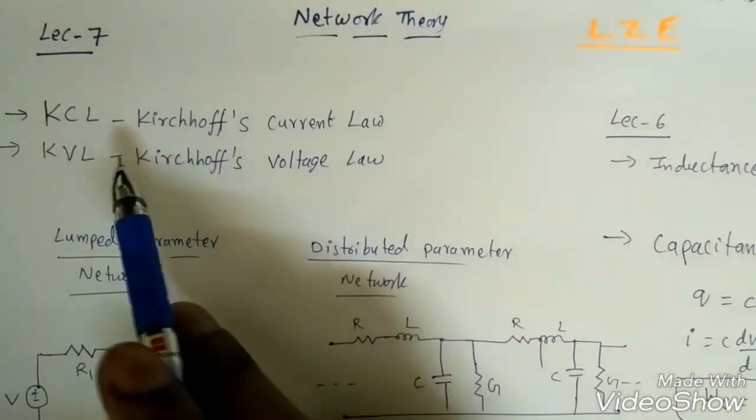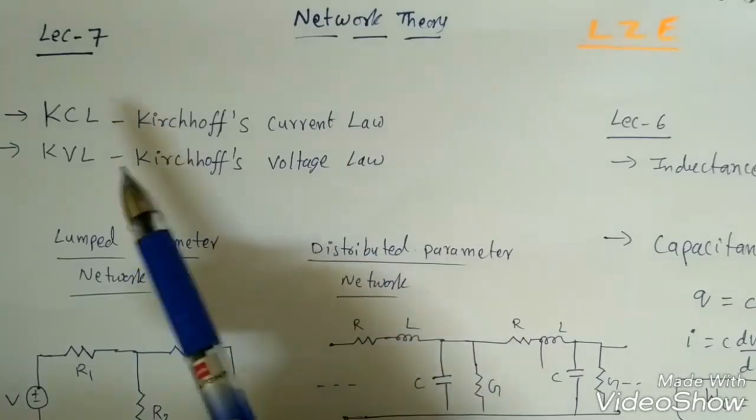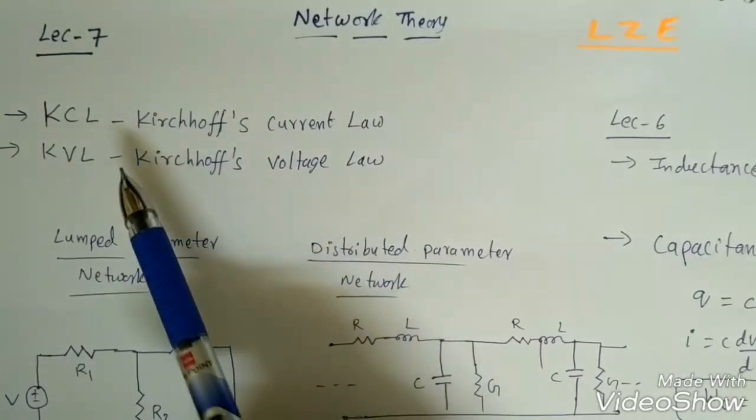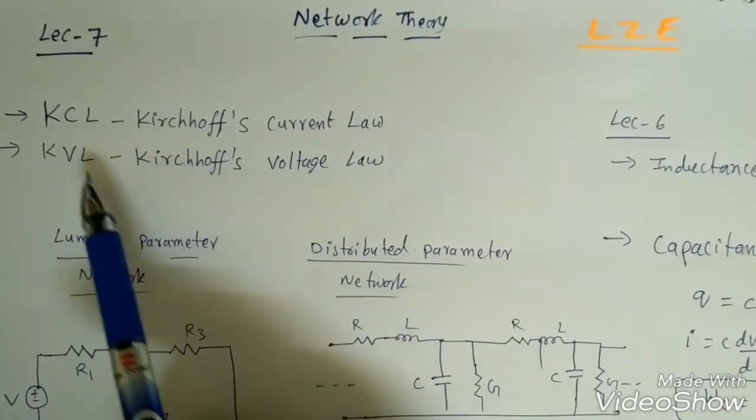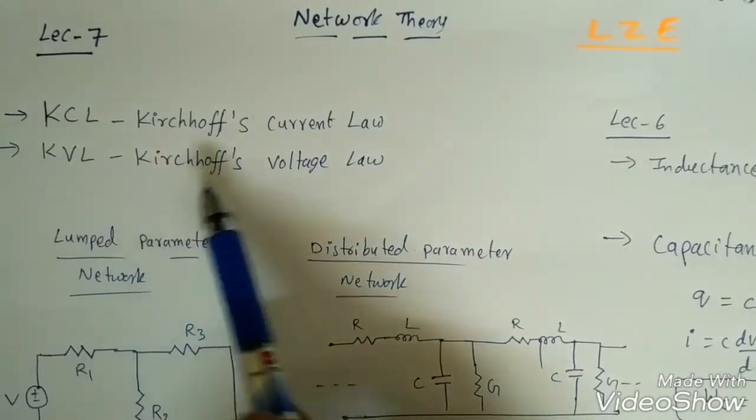Now this is lecture 7 in network theory. In this lecture we are going to discuss two important laws: Kirchhoff's laws, KCL, Kirchhoff's current law, and KVL, Kirchhoff's voltage law.